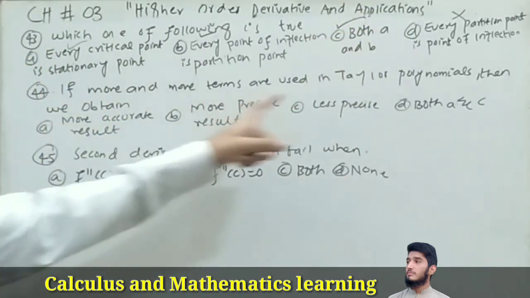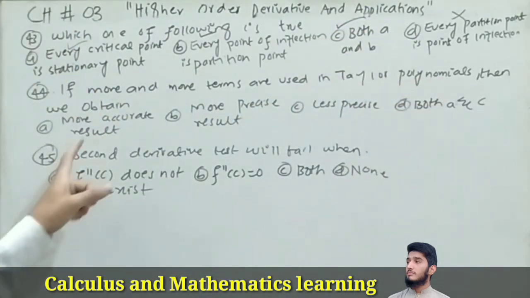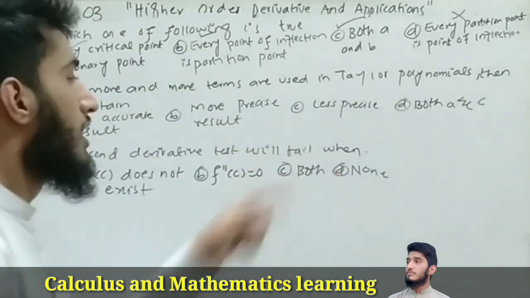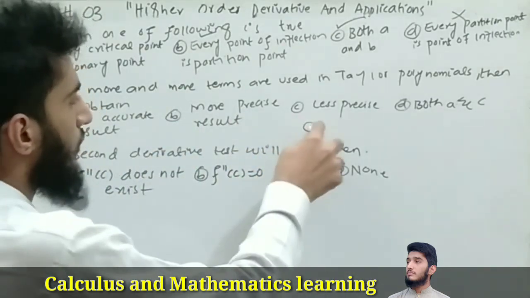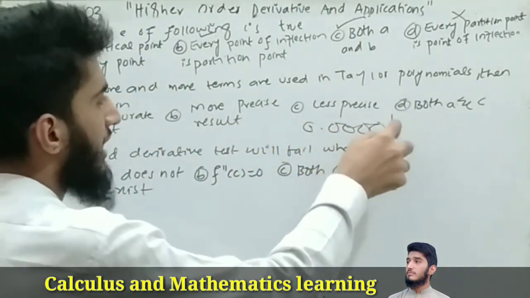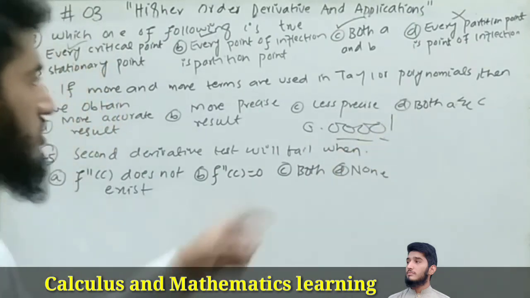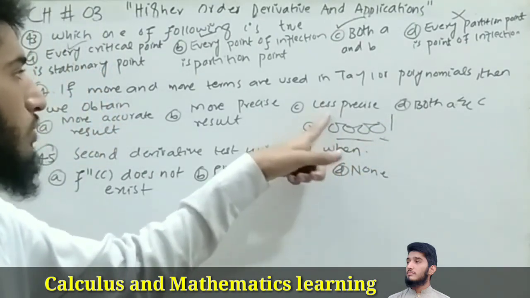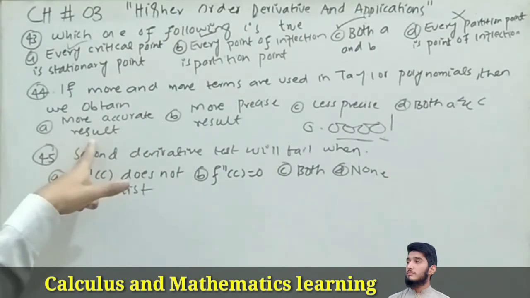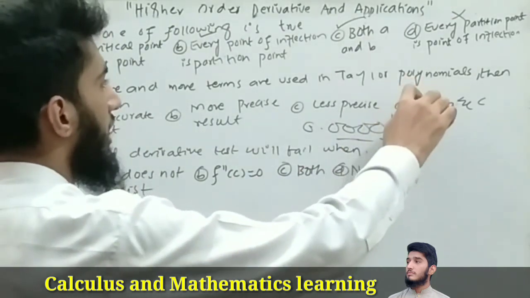If more terms are used in the Taylor polynomial, then we obtain a more accurate result and less precision. Because if we use more and more terms, then the value will be just like this, 0.00001. So the least count will be increased and the precision will be decreased. So precision will be less and the result will be accurate. So the correct option will be both A and C.